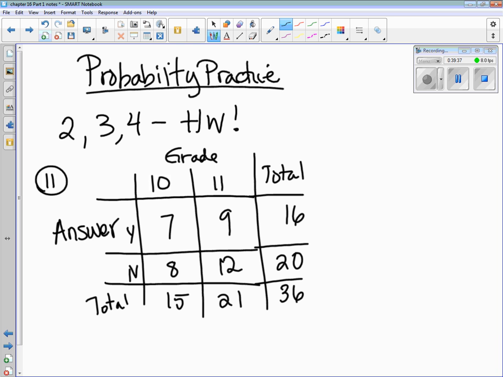Let's answer these questions. What's the probability that they're in grade 10? So in grade 10, what am I looking for? So it's the probability they're in grade 10. So let's rewrite that.